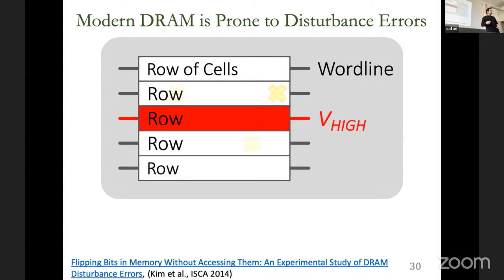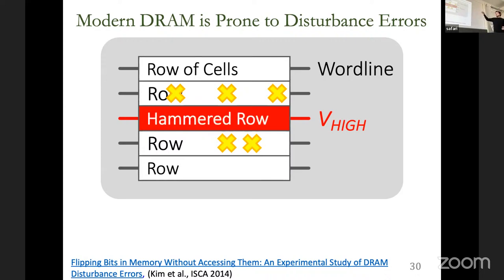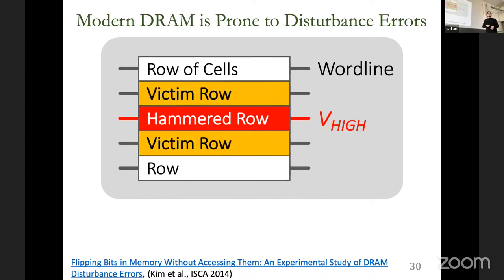If you do this repeatedly, if you raise the word line voltage and reduce it very frequently, we find that there will be bit flips in the cells in the neighboring rows. I'll try to explain at a high level why this happens in the upcoming slides, but this is something that clearly shouldn't happen. No specification tells you that if you activate a row this many times, there will be bit flips in the neighboring row. This is unspecified behavior, it shouldn't happen. We call the row that's repeatedly activated the hammered row, and the rows that exhibit bit flips victim rows.